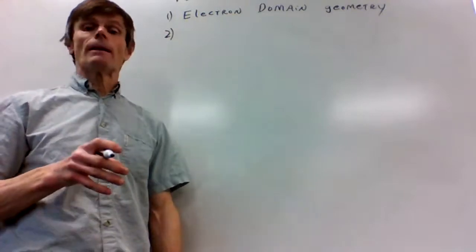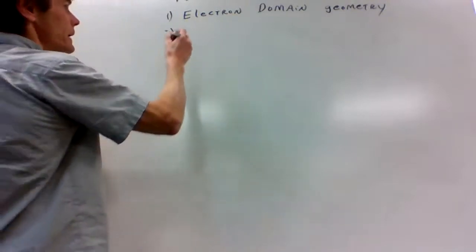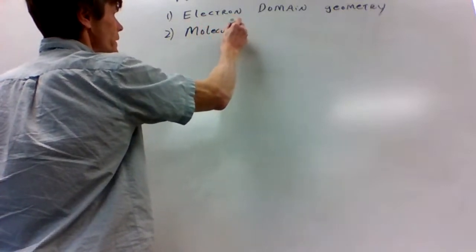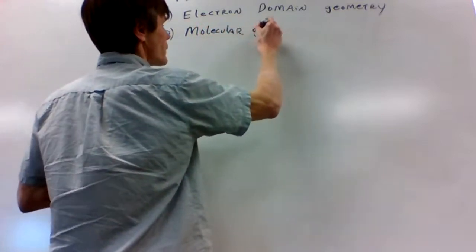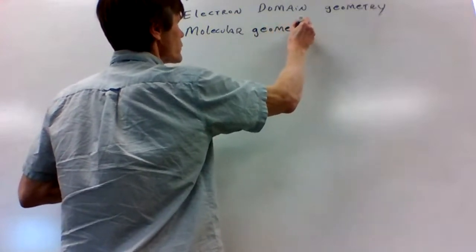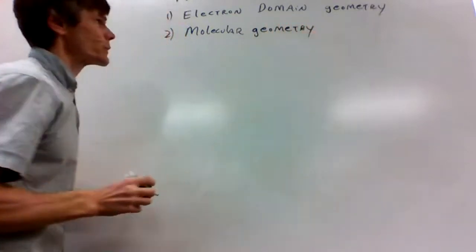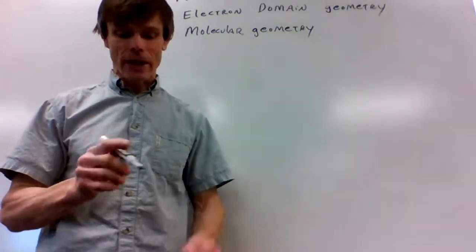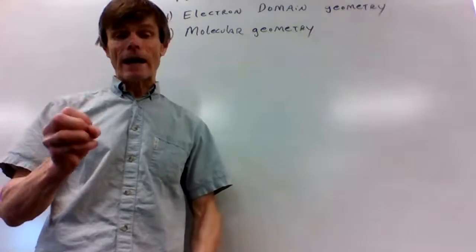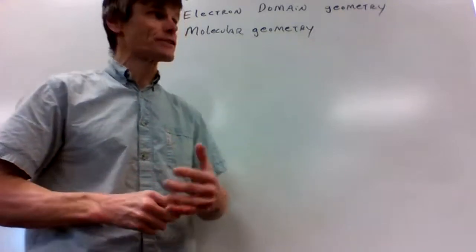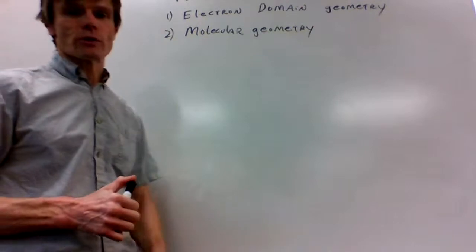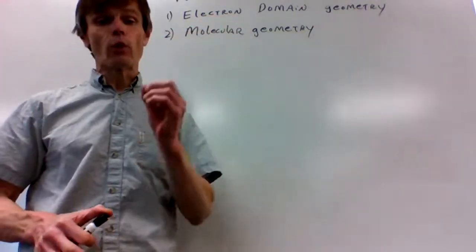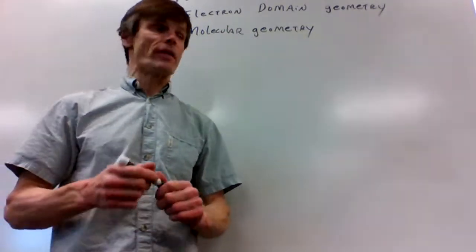Second, we're going to look at molecular geometries. And what we're going to show is that a molecular geometry is the same as the electron domain geometry if the central atom doesn't have a lone pair of electrons. If the central atom does have a lone pair of electrons, the molecular geometry is derived from the electron domain geometry. And we'll go over specific examples of that.